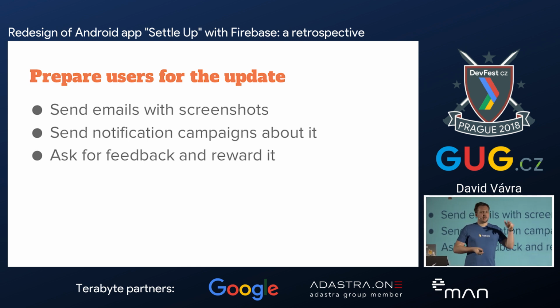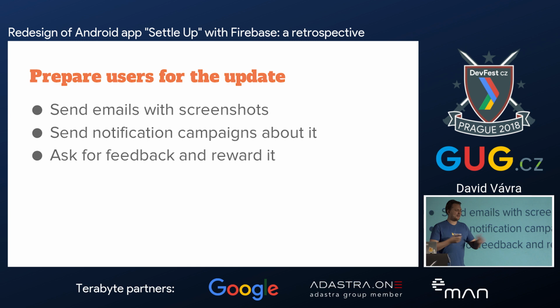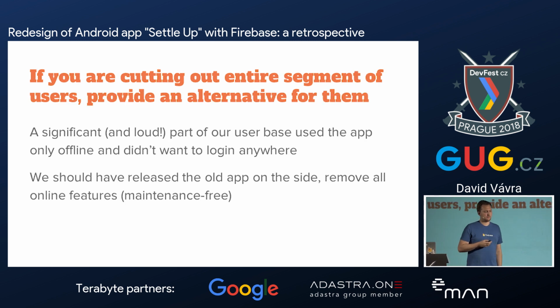In these campaigns, you should ask for feedback and again reward it. Just don't say "write us if anything is wrong," because regular people won't just write to you, but reward the people who provide the feedback somehow.